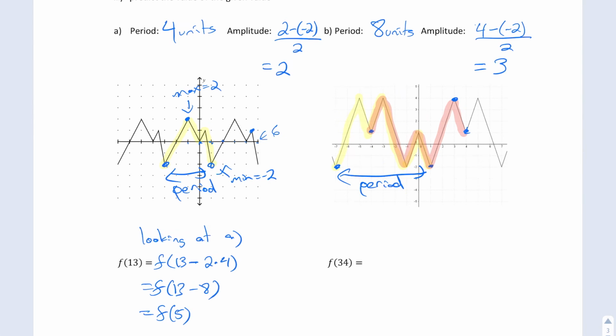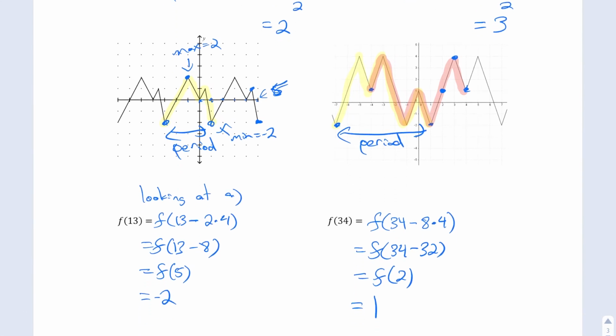And I can figure out 5, which is, let me just double count, 1, 2, 3, 4. Oh, this was 5, oops. So I'm actually down here at -2. There we go. Next one, same thing. I've got f at 34, but that's way off the graph. So what if its period length is 8, so what if I do 4 of them? So 8 times 4, which is 32. That definitely gets me to a spot on the graph, so f at 2. So if I go to 2, is that right? Yeah. I get the value of y being 1.